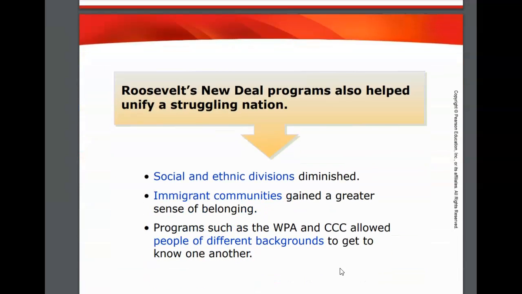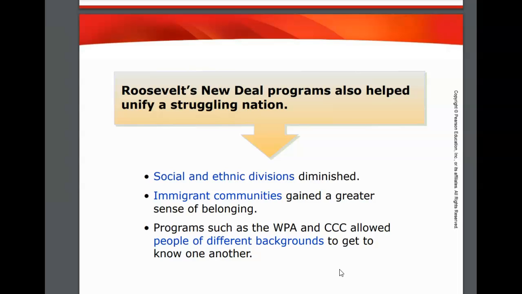Roosevelt's New Deal programs also helped to try and unify a struggling nation. Okay, this was another effect of the New Deal. Any social and ethnic divisions that existed prior to the New Deal were now largely diminished. I'm not saying they were 100% gone, but they were diminished. Immigrant communities, for example, gained a greater sense of belonging because they started to become part of this New Deal coalition. Immigrants tended to vote Democrat, so you could add them to the list as well.